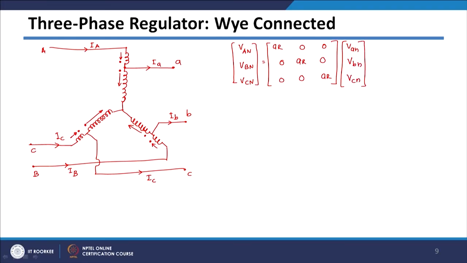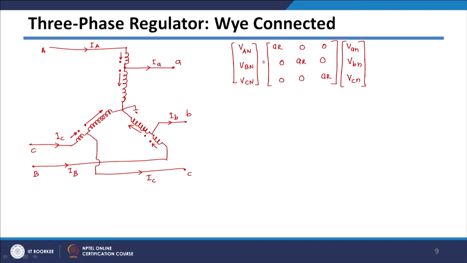So, here I assume that the neutral is grounded, so that is why. In this case you can see that there are 3 single phase regulators which are connected. I have just taken the equations which you have derived for single phase. So, for the first phase, your VAN voltage will depend on AR multiplied by Van, VB will be AR multiplied by VBN, VCN will be equal to AR multiplied by VCN.